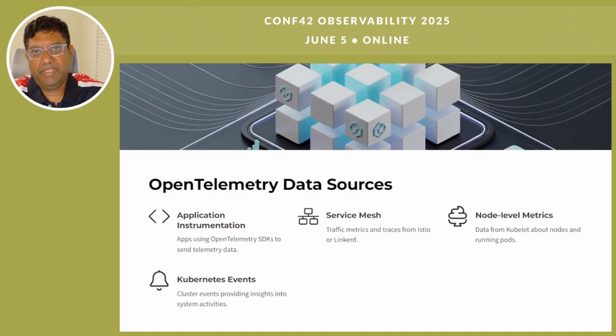And the next ones could be service mesh. So the traffic metrics and traces from service mesh tools like Istio are one of the data sources. The next one could be node level metrics. So data from kubelet. This is from Kubernetes. The data coming from kubelet about the nodes and running pods are also data sources. Kubernetes events, cluster events providing insights into system activities, are also one of the data sources.